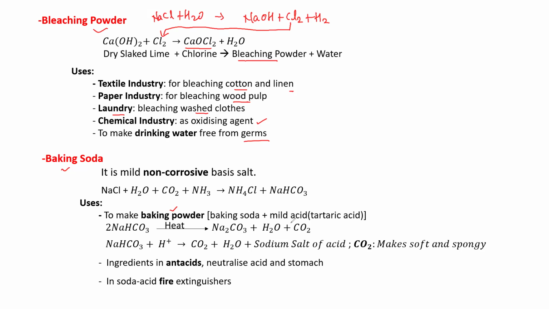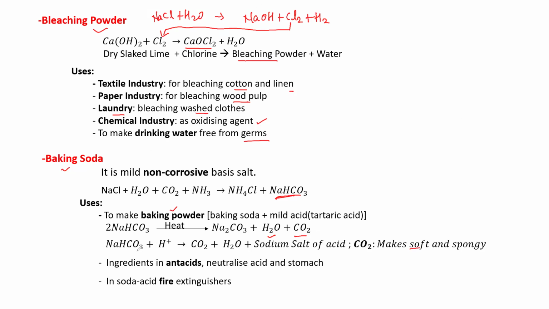So this baking powder, how are we going to obtain it? The baking soda is going to react with a mild acid. Maybe we are going to use tartaric acid. That tartaric acid we have seen earlier, it is found in tamarind. Now, this is the formula for baking soda. When this baking soda is heated, it is going to produce carbon dioxide gas as well as water. Due to this carbon dioxide gas, our substance is going to become more soft and spongy.